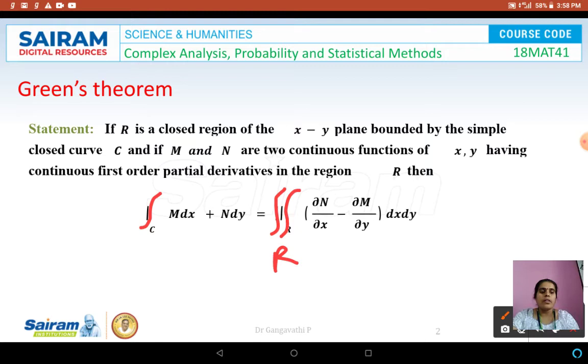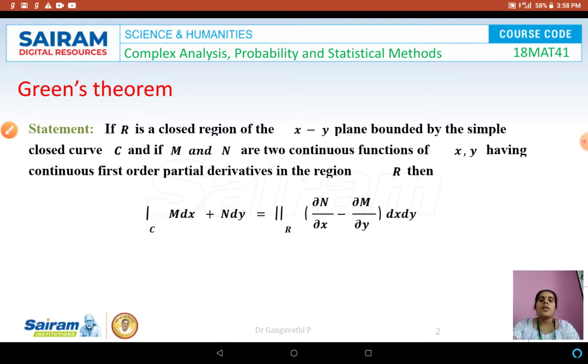Here, the thing you need to remember is that it is defined in the xy plane only, so it is in two-dimensional geometry. M and N are two continuous functions of x and y, and the first order derivatives exist for M and N, such that ∂M/∂y and ∂N/∂x are used in this form. That is Green's theorem.